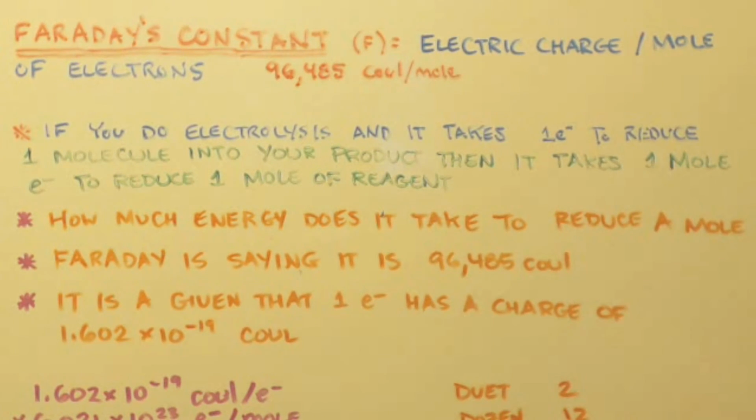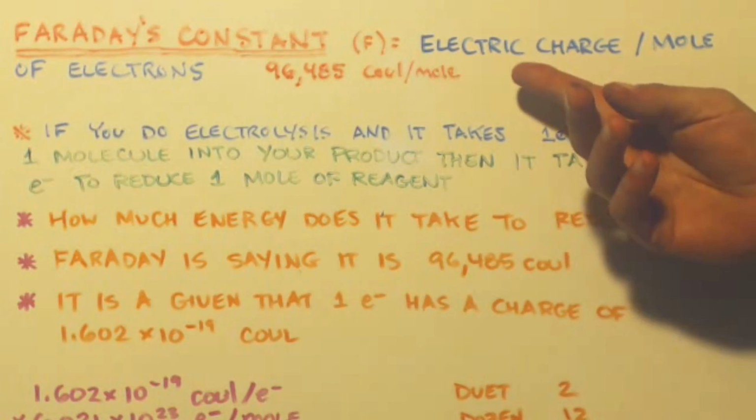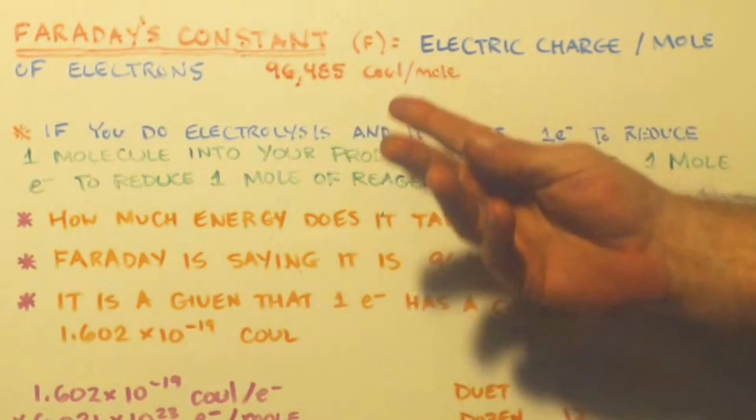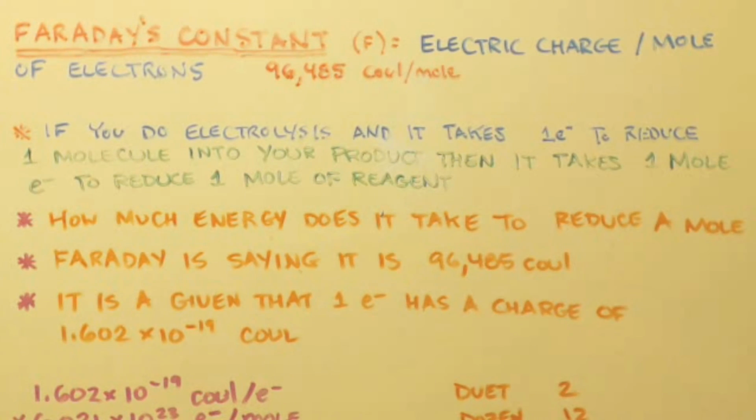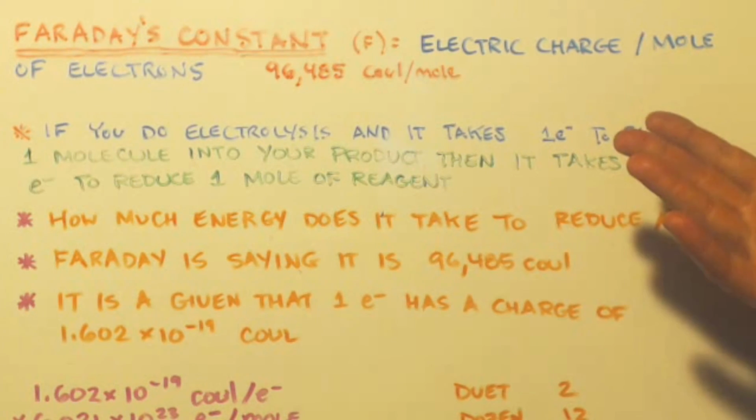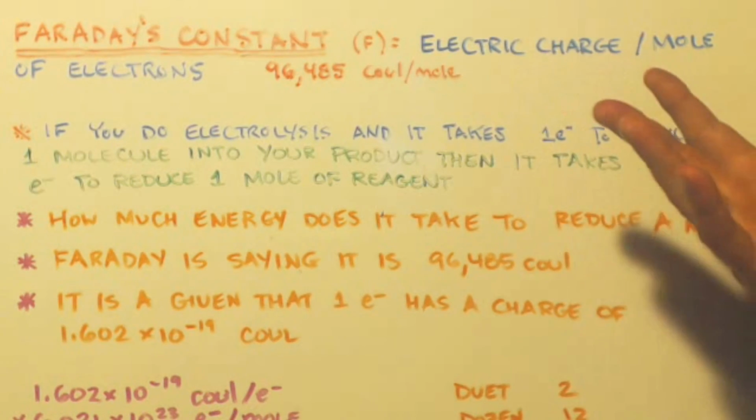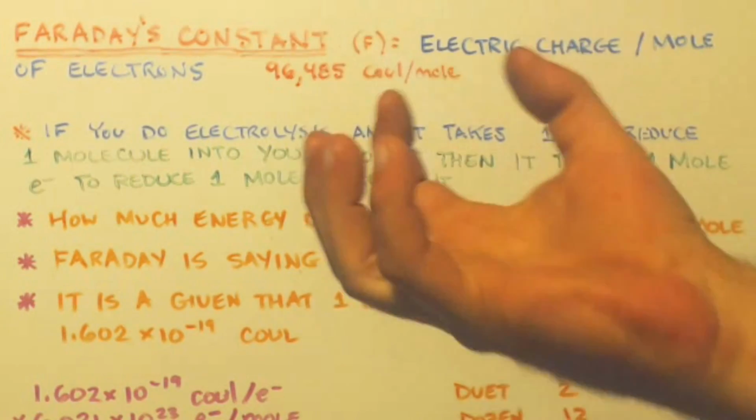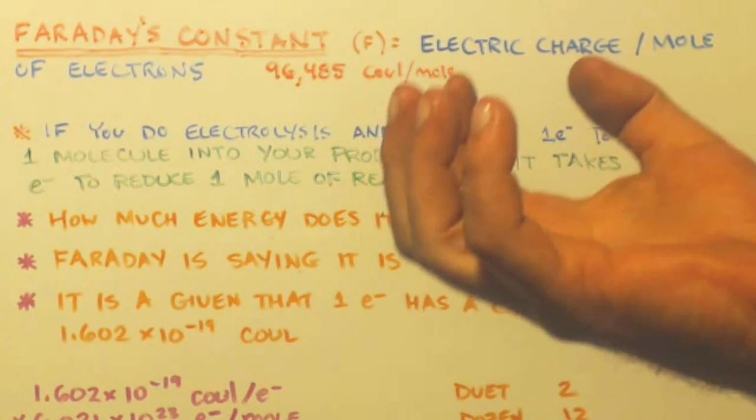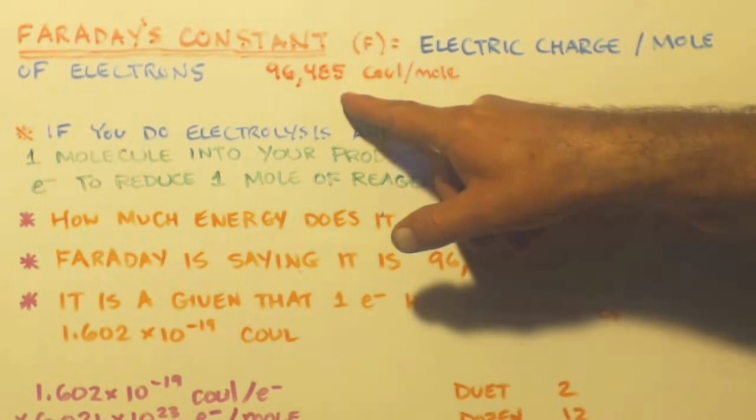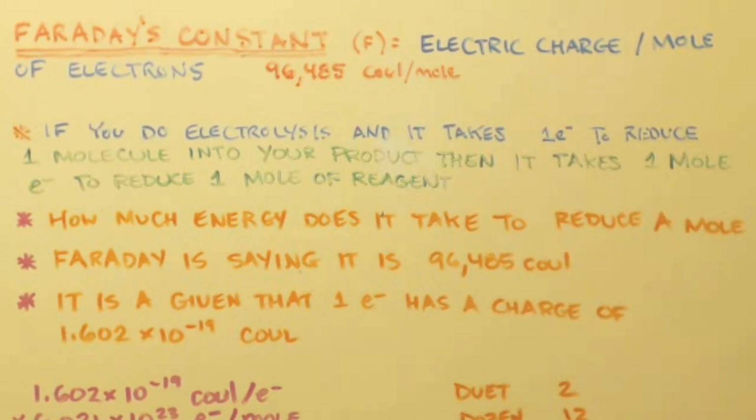We're here today to talk about what Faraday's constant is. Right here it says electric charge per mole of electrons, and it's 96,485 coulombs per mole. Well, what does that mean? That just means, if I had a mole of electrons here in my hand, how much charge would I have? This is how much charge you'd have. That many coulombs. We'll go into coulombs and what they are later on here.